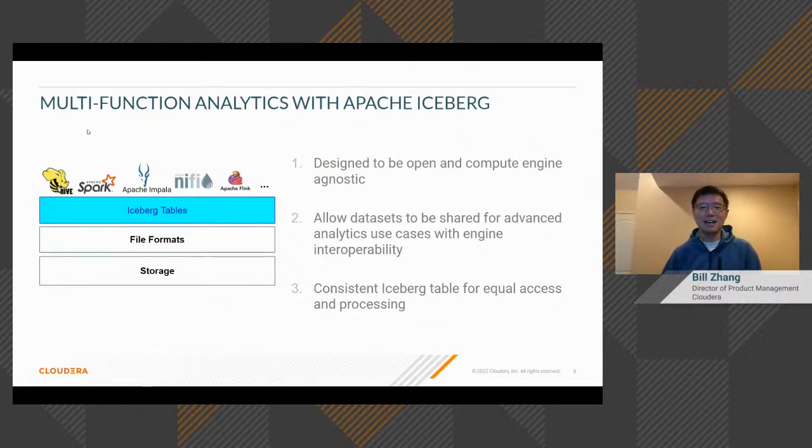With a processing engine, these compute engines can also have equal access and processing capability and concurrent reads and writes on common data sets, allowing for compute engine interoperability. A growing number of compute engines are supporting the Iceberg table format, such as Hive, Spark, Impala, and Flink. Thus, if you're looking for a table format supporting multifunction analytics, Iceberg is the choice, and it is being perceived as the next generation of cloud-native table format.